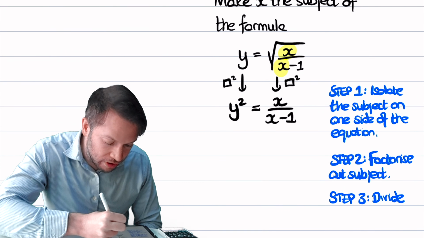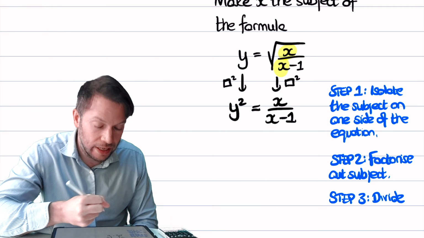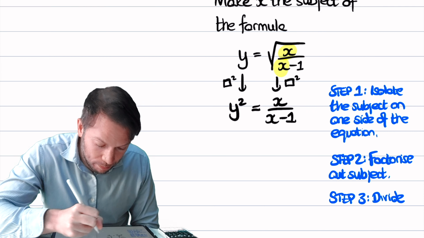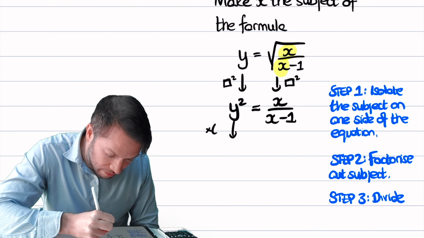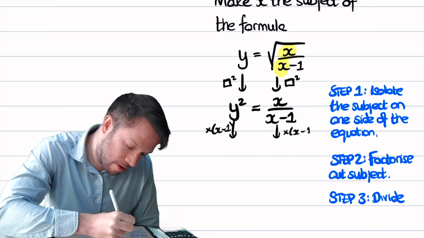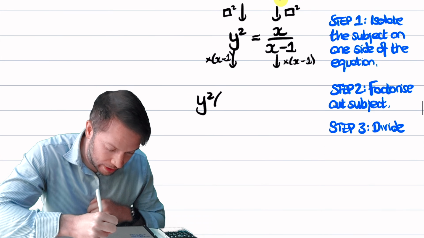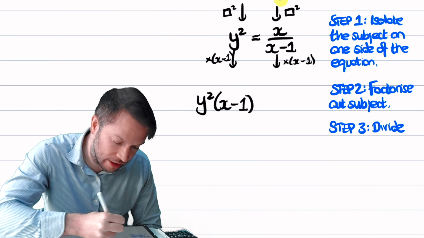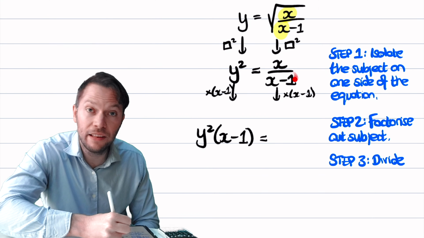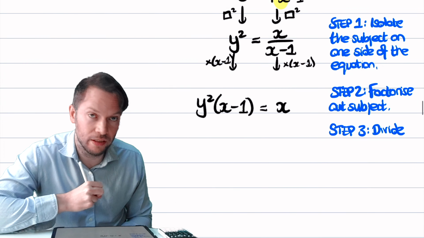Now, we also don't like this fraction here. The x is sort of trapped inside the fraction. Now, to get rid of the fraction, we just multiply through by the denominator. So if we multiply by this denominator of x minus 1, on the left-hand side, we have y squared multiplied by x minus 1. We'll expand that bracket out in a second. And on the right-hand side, when we multiply by x minus 1, it cancels out that over x minus 1. So we're just left with the x in the numerator, right?